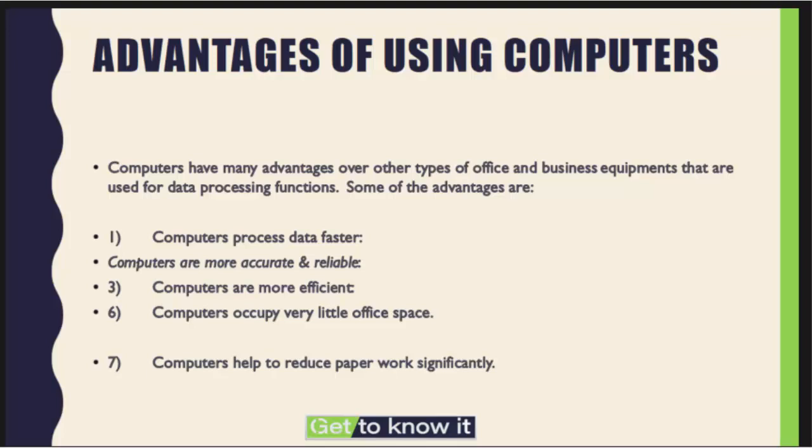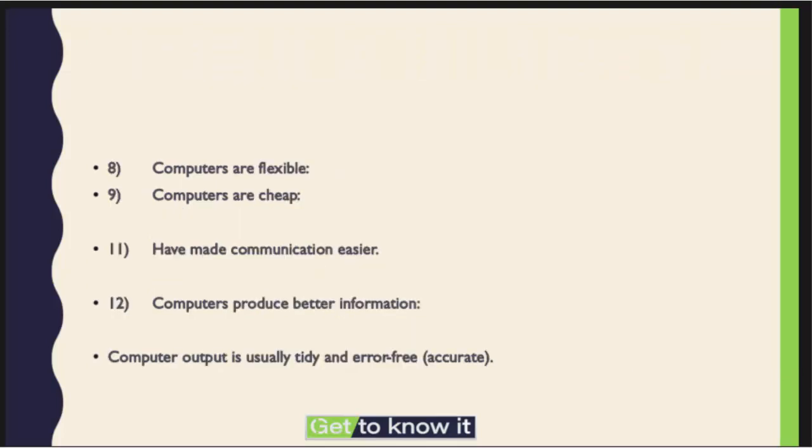Computers have many advantages over other types of office and business equipment that are used for data processing functions. Some of the advantages include: computers process data faster. They are more accurate and reliable. Computers are more efficient. They also occupy very little office space, that is for the mini computers and laptops. Computers help to reduce paperwork significantly. They are flexible. Some computers are cheap, have made communication easier. Computers produce better information. Computers' output is usually tidy and error-free.